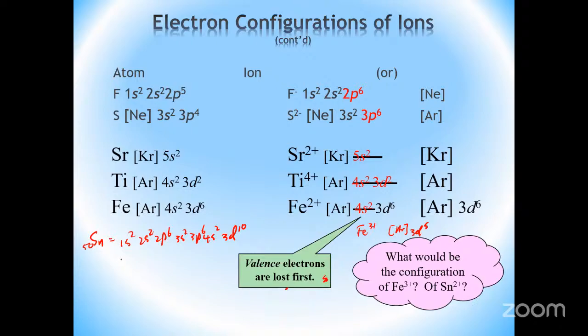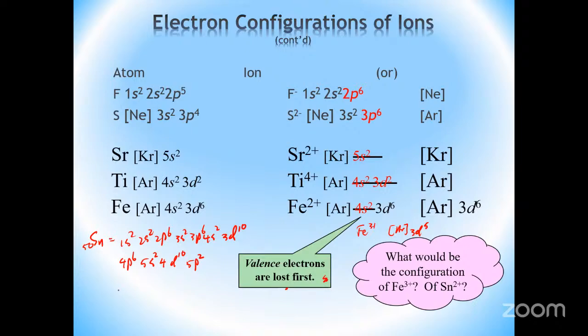What's the next after 3d? 4p6. So that's 36, and then what? 5s2. Then 4d10, so that's 36, 38, 48. And then what comes after? 5p2, and that will be 50, right? Yeah. Okay.